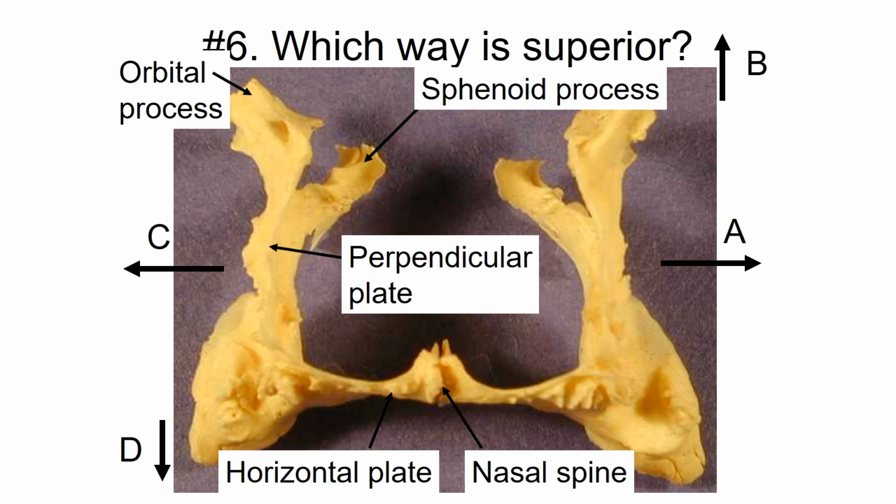So in this particular image, superior is in fact located up, answer B. The horizontal plates at the base making up the nasal cavity and the perpendicular plates making up the side walls of the nasal cavity help you get that orientation.